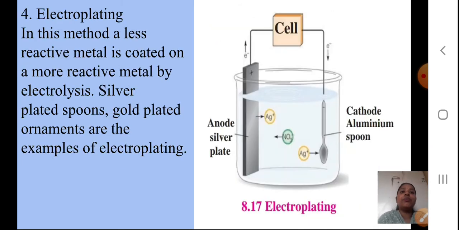Okay, now electroplating. The fourth one we are going to see, students, is electroplating. What is this? Electroplating: in this method, a less reactive metal is coated on a more reactive metal by electrolysis. Silver plated spoons and gold plated ornaments are examples of electroplating.